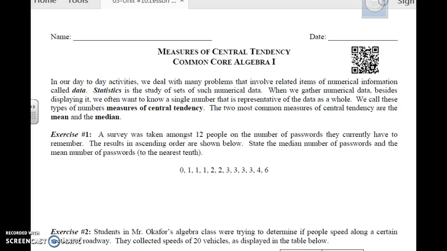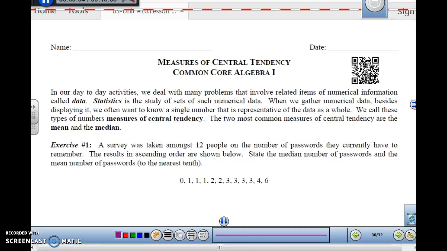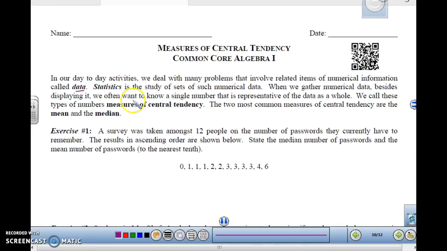This is Algebra 1, Unit 10, Lesson 3 on measures of central tendency. In our day-to-day activities, we deal with many problems that involve related items of numerical information called data. Statistics is the study of sets of such numerical data. When we gather numerical data, besides displaying it, we often want to know a single number that is representative of the data as a whole.